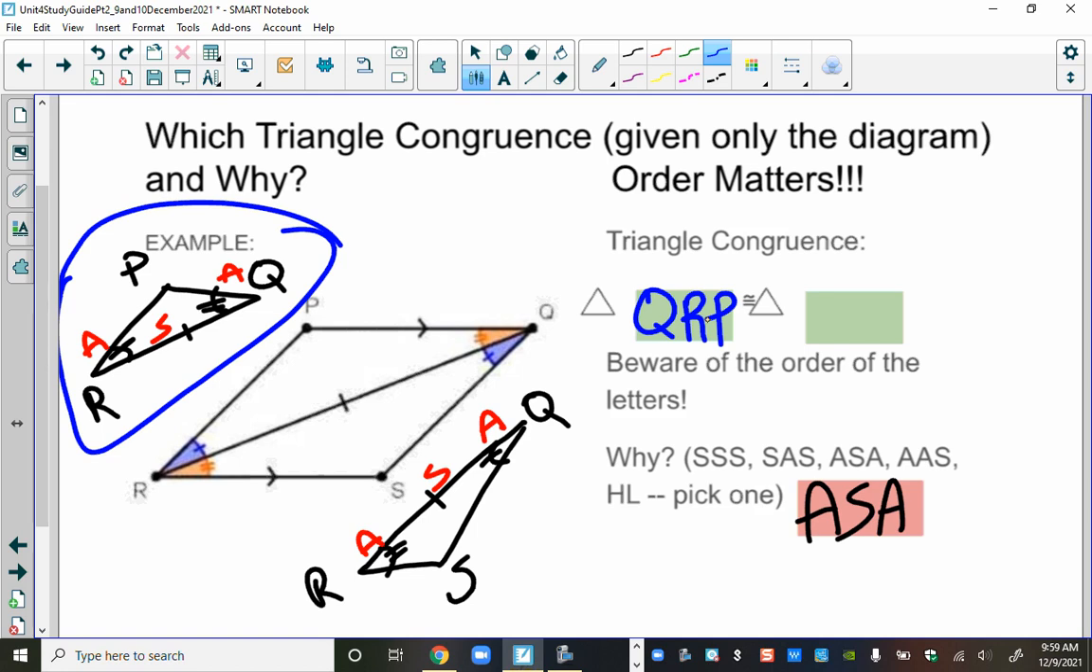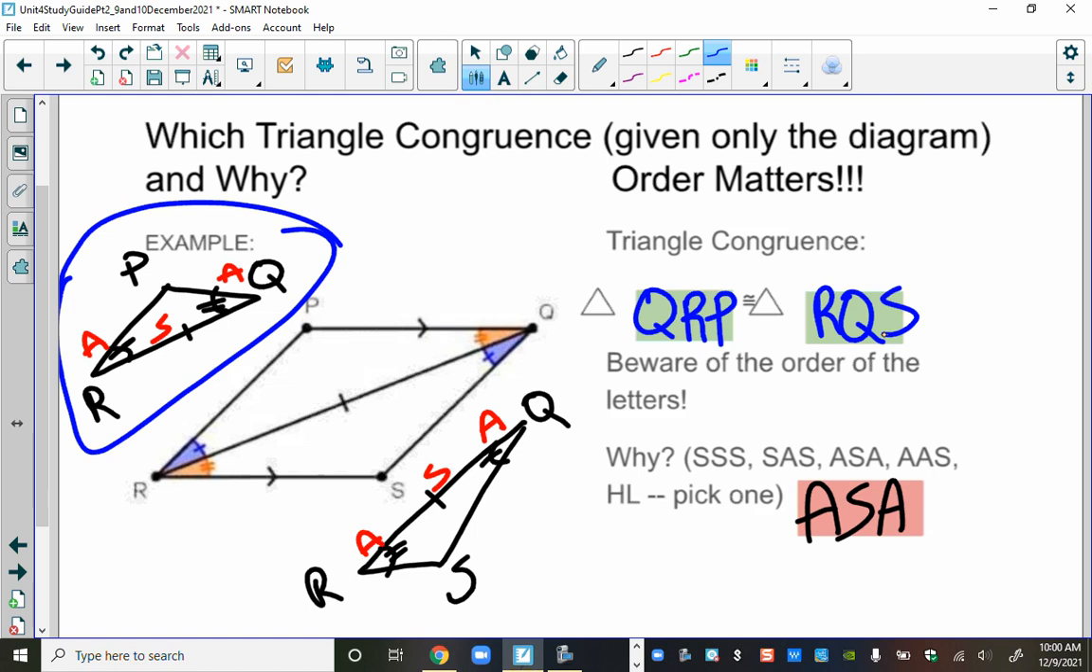Not a bad guess. Because here you started with the first triangle, we started with the 2 marks. What should we start with down here? QSR. It's going to be RQS, and here's why.